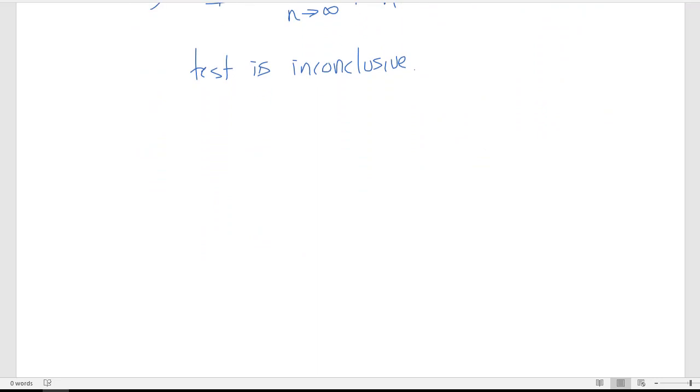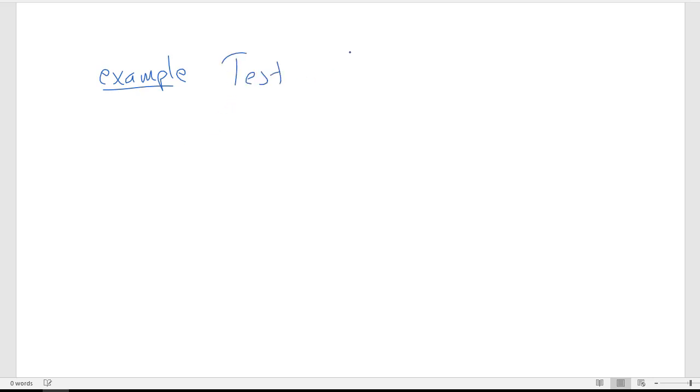So let's take a look at an example here. In this example, I want to start to get a little more interesting with the series that we're testing. Let's test this infinite sum of -1 to the n times n cubed over 2 to the n, where n goes from 1 to infinity.